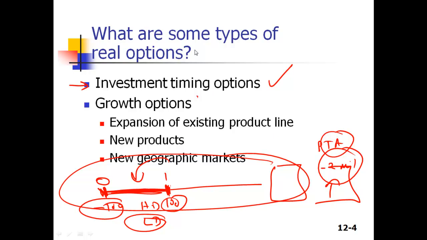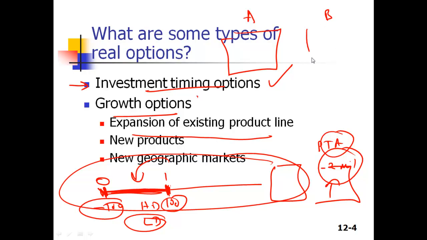So this option is an example of an investment timing option. What are some other options? Growth options. Expansion of an existing product line. So let's say you have two businessmen, one who has not taken this course and a person who has taken this course. Okay, now both decide to set up a plant to manufacture widgets.